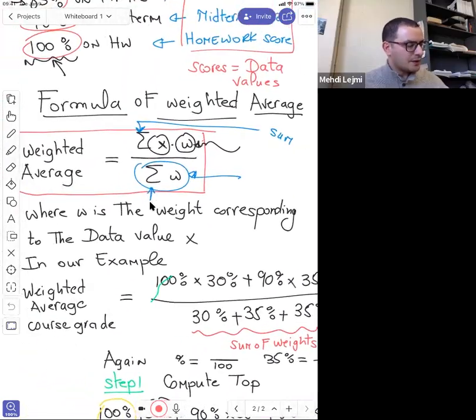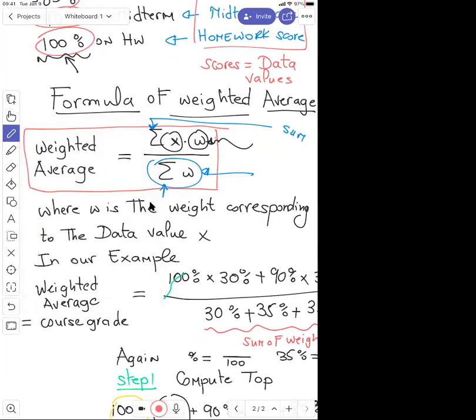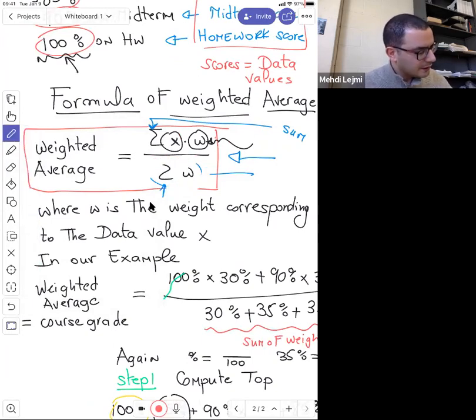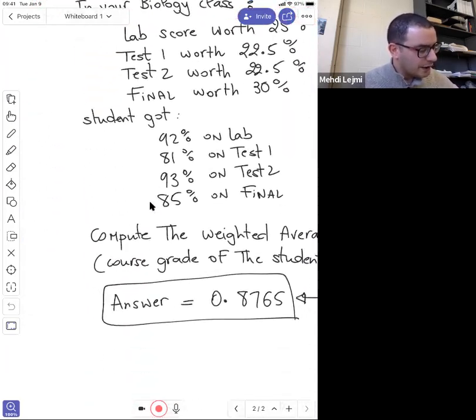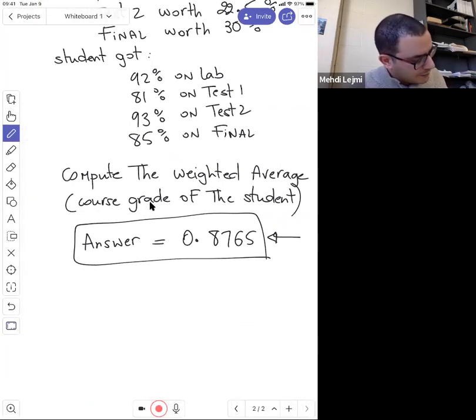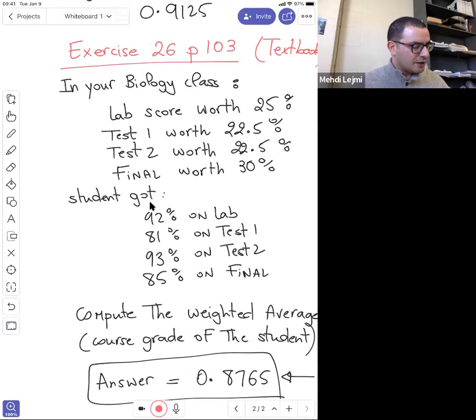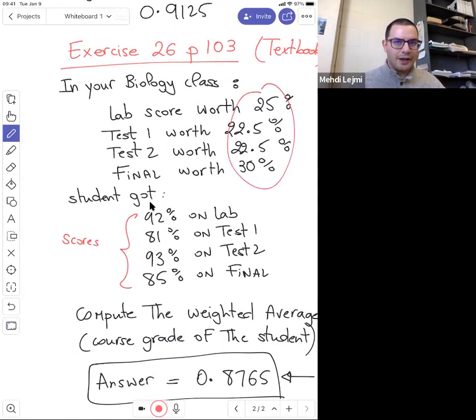Okay. Let me write again the formula. The formula in general for the weighted average is the sum of x times w over the sum of the w. The w are the weights. Now, the 92% and so on are the scores, that's not the weight. The weight is what the test or the final is worth. So these percentages are the weights.